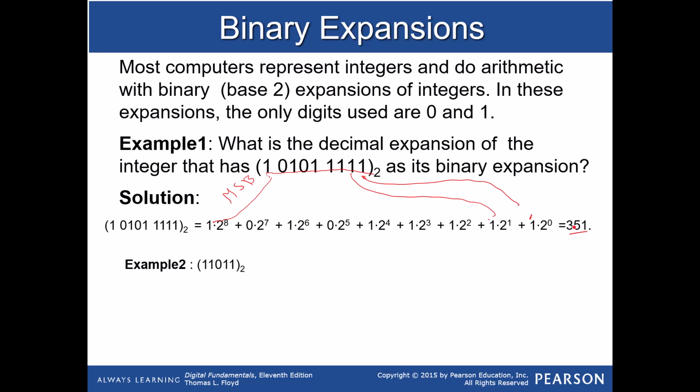Another example, so we have this number, and typically when we read decimal numbers, we read them from the left. So we say 1, 1, 0, 1, 1. So we're going to convert this one into decimal, the same style. Okay, the same style.